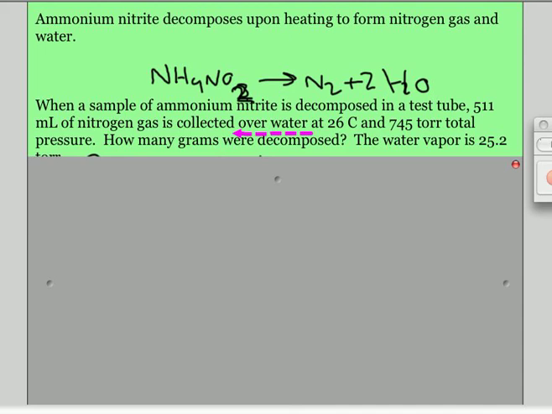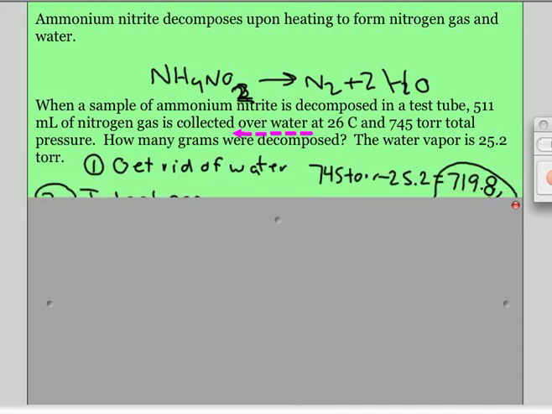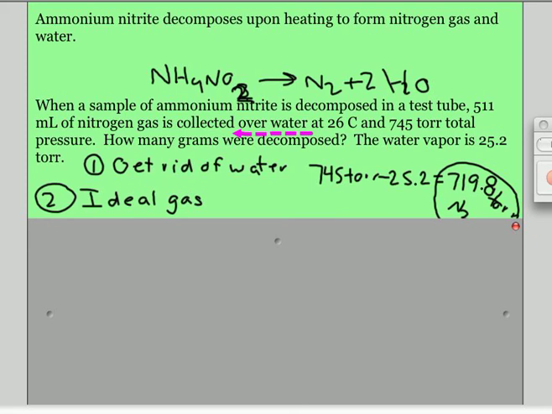Well, what decomposed is the ammonium nitrite, so we're going to have to go all the way back to that. And they're telling us the water vapor is 25.2 torr. So the first thing we have to do is subtract out the water vapor. The first thing we're going to do is get rid of water. So I said I have 745 torr, that's my total pressure, and I'm going to subtract out the water vapor. And I get 719.8 torr of just nitrogen gas. So that's my pressure of my nitrogen.